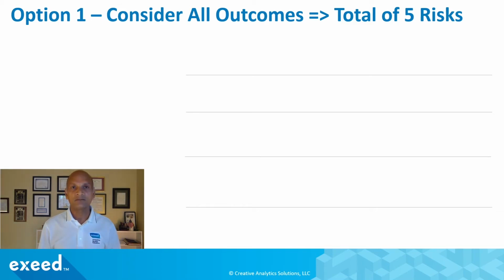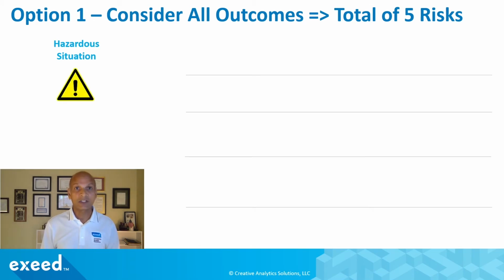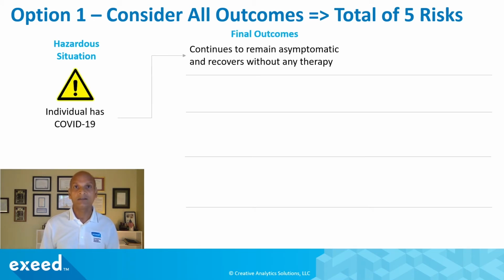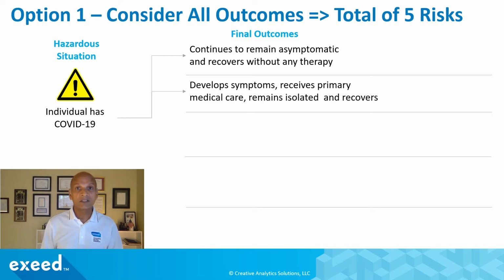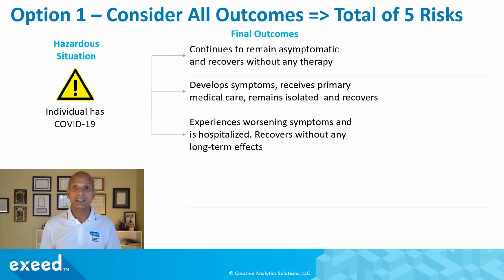So here is option 1. You could consider all outcomes, which on a scale of 1 to 5, let's simplify it, will be a total of 5 risks, right? So you have the hazardous situation where the person has COVID-19. One of the final outcomes could be continues to remain asymptomatic and recovers without any therapy. Another outcome could be develops symptoms, receives primary medical care, remains isolated and recovers. Another outcome could be experiences worsening symptoms and is hospitalized, recovers without any long-term effects.